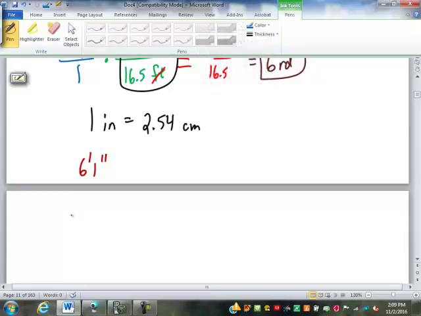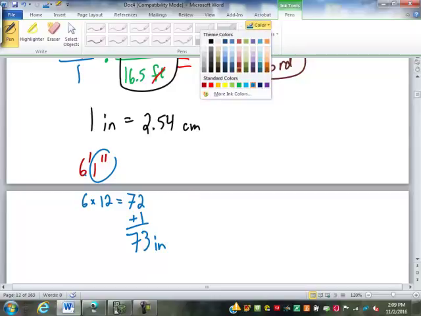Now, we're not going to do a formal conversion here. We're just going to do it quick because we're good with feet and inches. 6 feet is how many inches? Well, you do 6 times 12, which is 72. Very good. Plus the 1 is 73 inches. So if you're 6 foot 1, you're 73 inches tall.